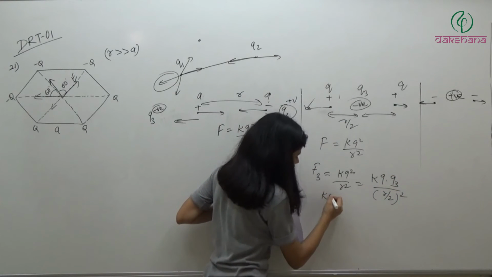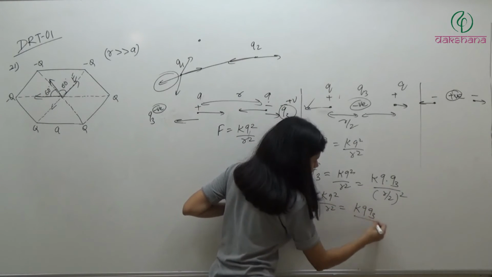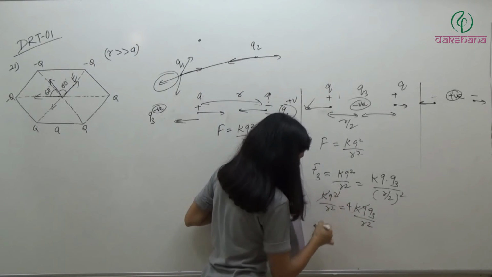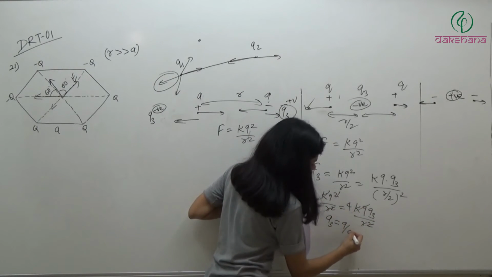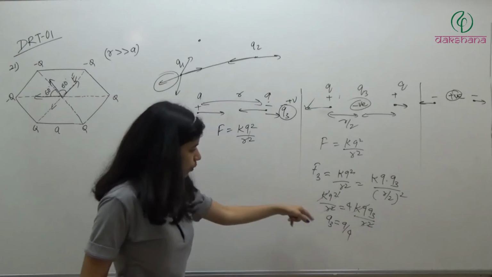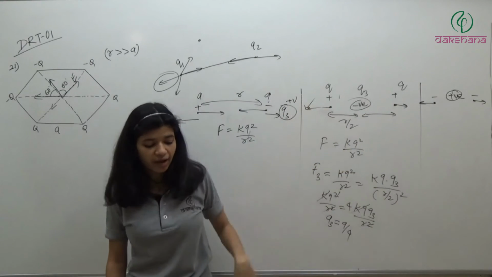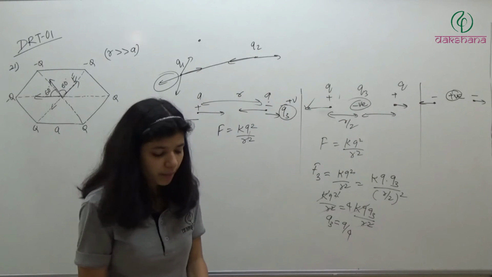So now what we have, kq square by r square is equal to q3 by r square into 4. kq cancel, r square cancel, q3 is equal to q by 4, right, q by 4. So all these three, if these two are also equal, the third one will have to vary from them and they will not be able to have the same magnitude, right.